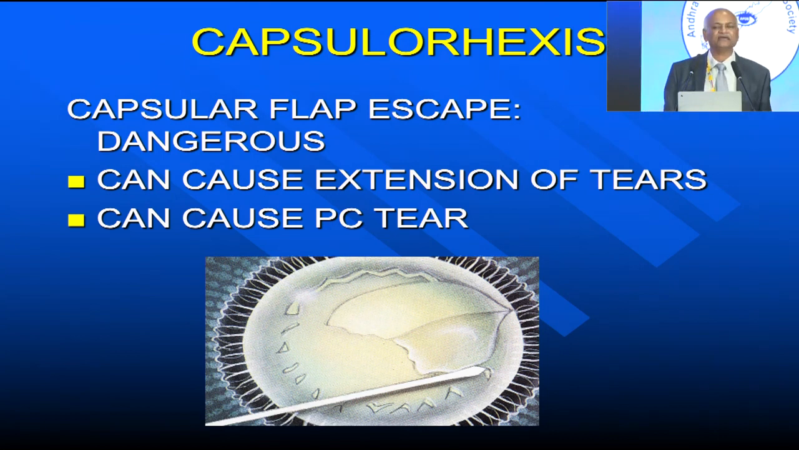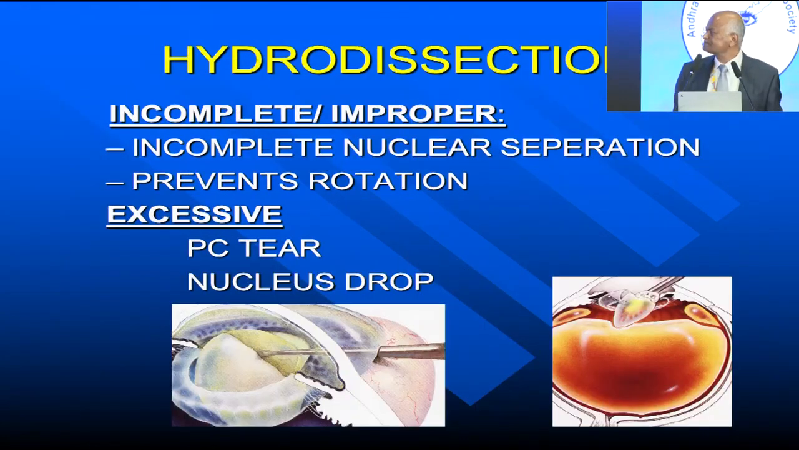Why is it happening? Because the intraocular pressure is not maintained here. If you are doing it with an AC maintainer, then it is possible, or otherwise it is better to put visco twice or thrice and again maintain the anterior chamber, and then you can do the rhexis.